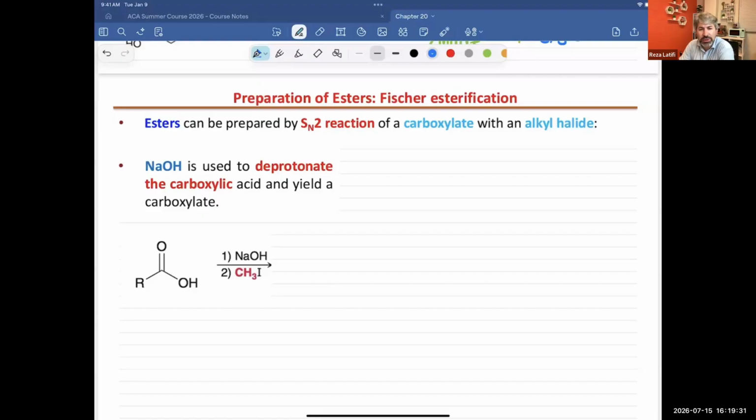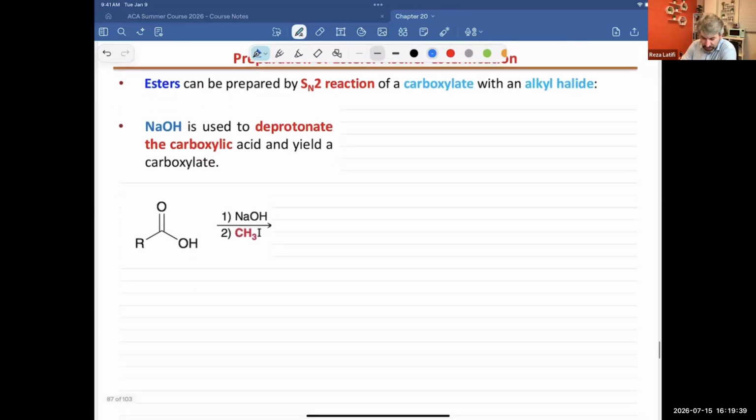But an ester can also be prepared through an SN2 reaction, and in this case, we have a carboxylic acid, and we will treat that carboxylic acid with sodium hydroxide. So the first step of the reaction will give us RCO, and here O with a negative charge. This one has a negative charge. Of course, it will be paired with sodium.